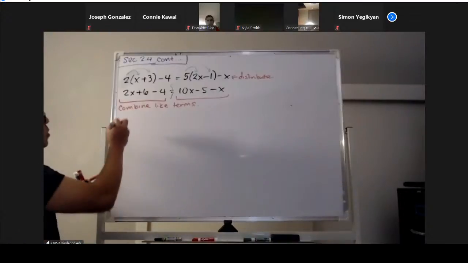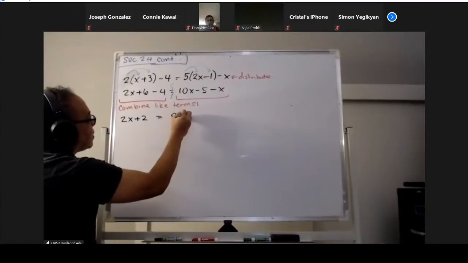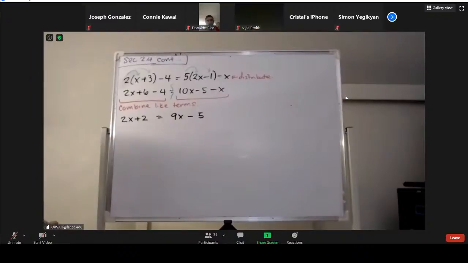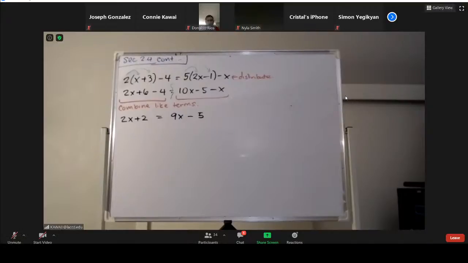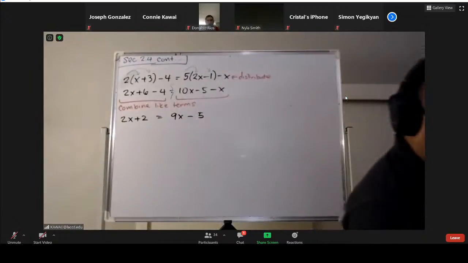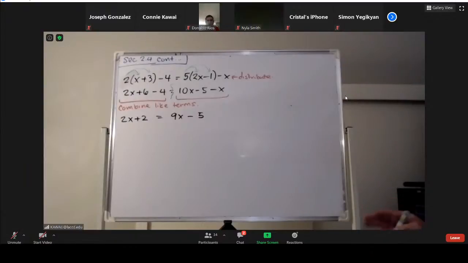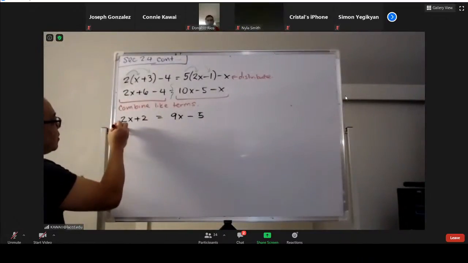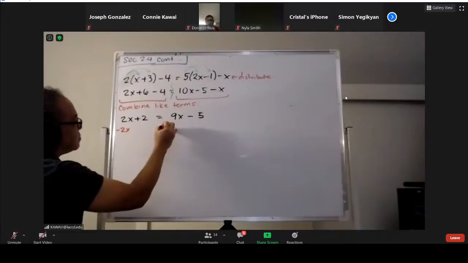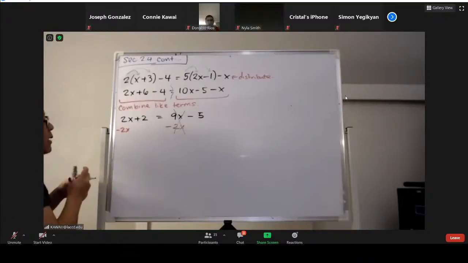So over here, we have 2x plus 2, 9x minus 5. Now we're going to get rid of x's on one side, we're going to get rid of numbers on the other side. So I'm going to subtract 2x. So if I get rid of x's on one side, I have to get rid of numbers on the other.